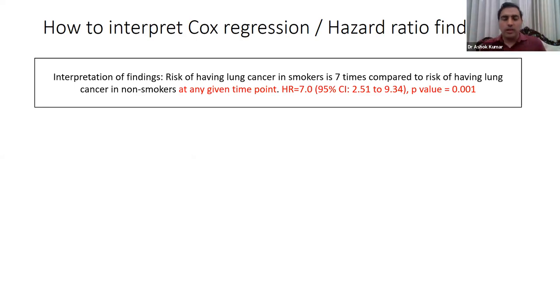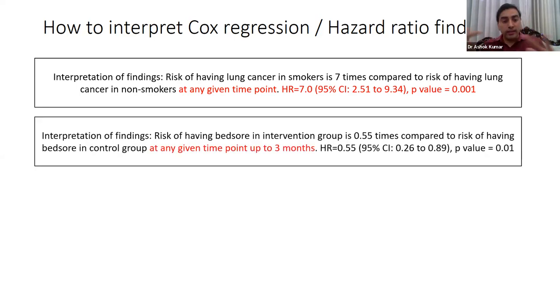So we have to write down HR, meaning hazards ratio, 7.0, then the 95% confidence interval and the p value. In other terms, we can write according to this also; it is also good. The risk of having bed sore in the intervention group, this is a bed sore study, is 0.55 times the risk of having bed sore in the control group at any given time point up to 3 months, because we have only a 3 months follow-up. So this is the hazards ratio, and this is the 95% confidence interval, and this is the p value.